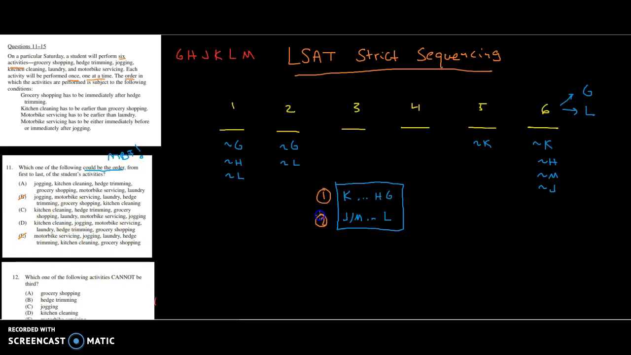Now I go on to rule 2. We need JM together and L afterwards. JM, not together, that's out. We're down to C or D. J and M need to be right next to each other. Well, they are, but L needs to be afterwards, so that's out, so we're down to D. D is our answer. That wasn't so terrible. Pause the video if you're confused over that one.